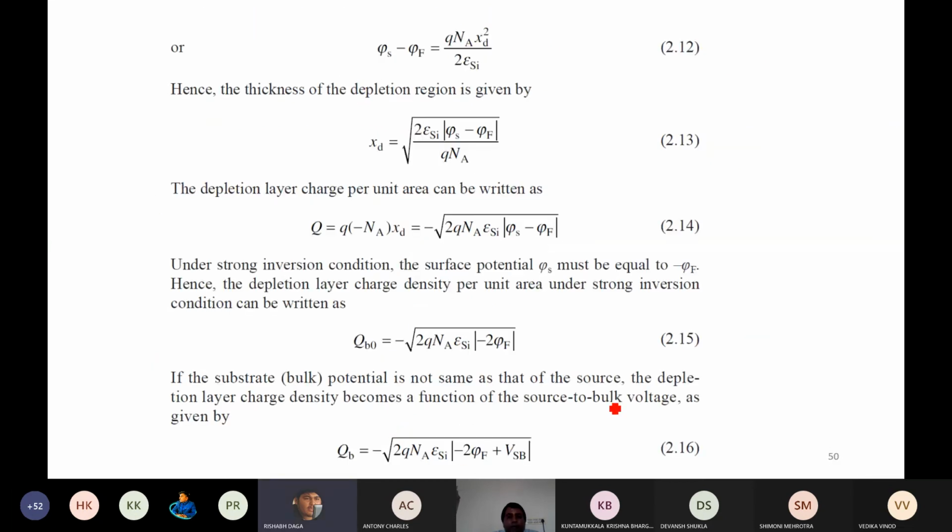Then we can get this term: phi s minus phi f equals QNA xd whole square by 2 epsilon s, and from here we can find the depletion thickness. Rearranging the terms, we are able to find xd equal to 2 epsilon Si, mod of phi s minus phi f, this is taken as a mod, by QNA.